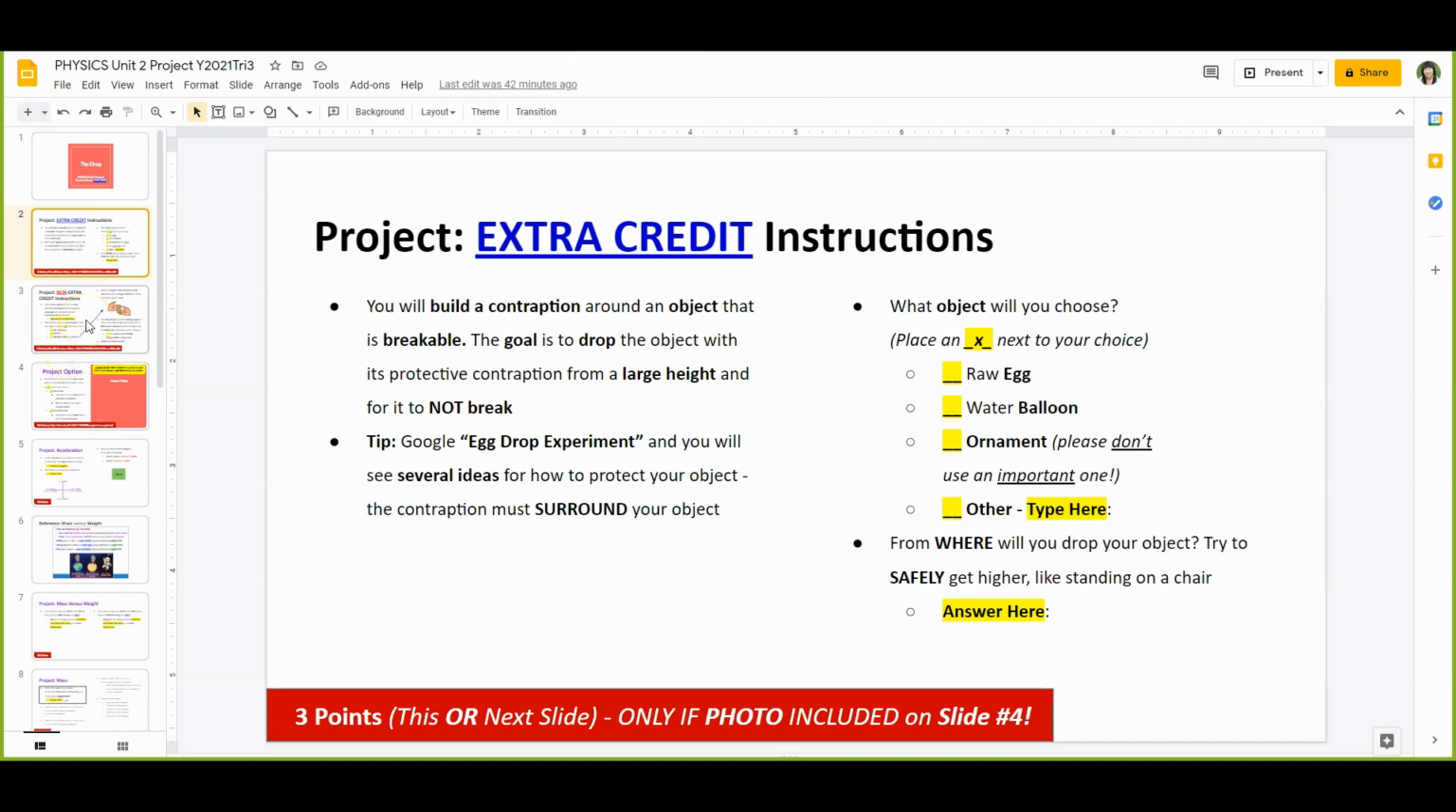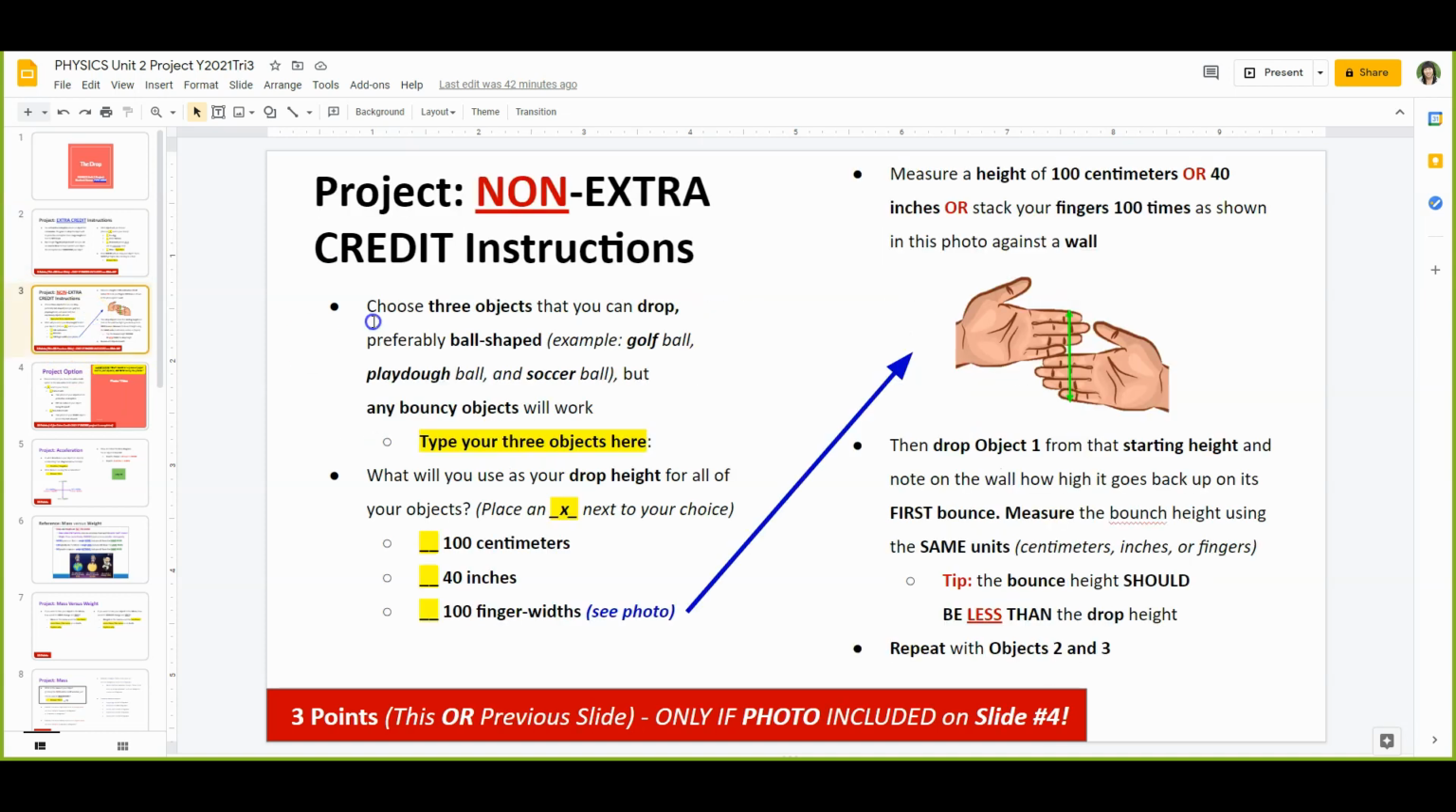Now, if for some reason you don't have the supplies to do this, there is the non-extra credit option. So the non-extra credit option is just to choose 3 objects that you can drop, preferably ball-shaped and preferably bouncy. All right, so generally we want them to be ball-shaped and we want them to be bouncy. So again, this is for if you don't have as many supplies at home.